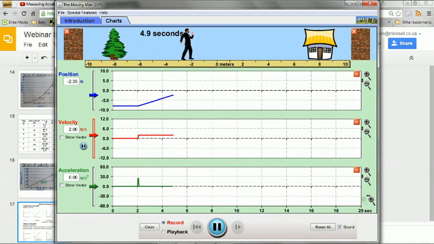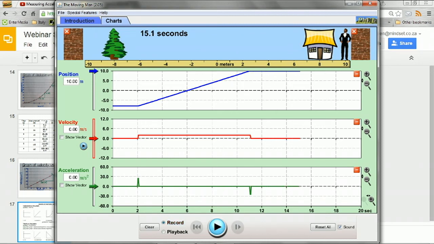And we keep him going at a constant velocity. His position increases and his velocity stays constant and his acceleration is 0. We can see all of those graphs growing before our eyes. And then he hits the wall, and that's the end of the story. He doesn't have very far to go between his tree and his house.